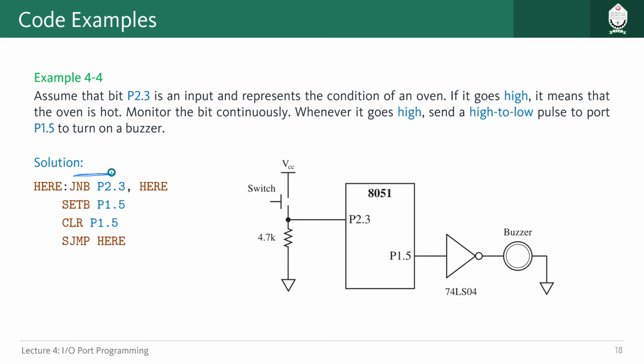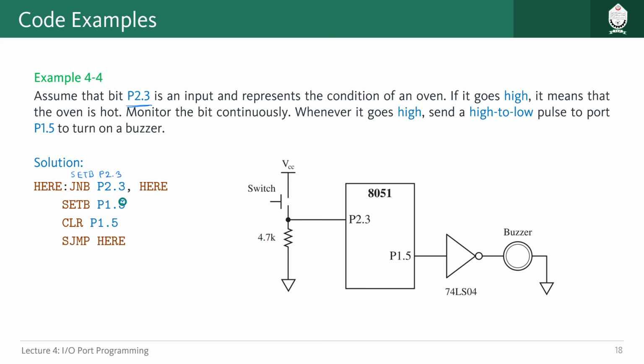We have to be very careful. You're talking about pin 2.3 and we have to use that as input. So first of all, you have to write SETB pin 2.3 here. Now it's configured as input.